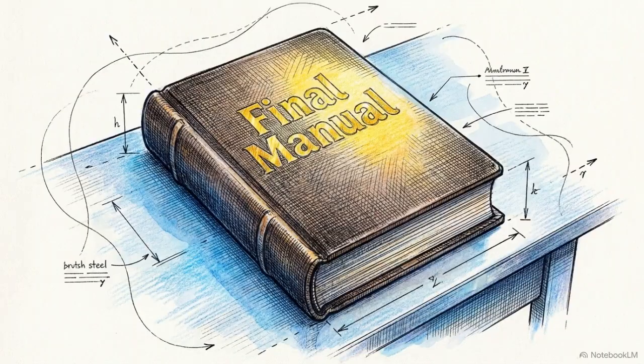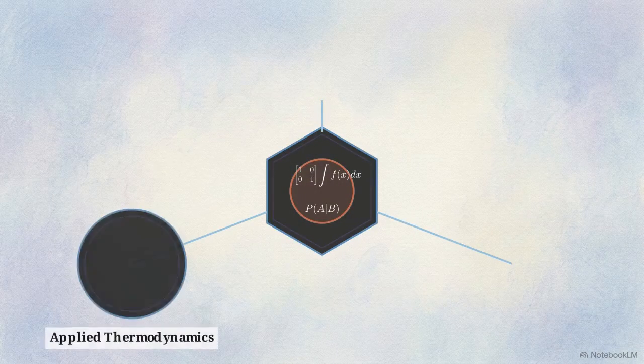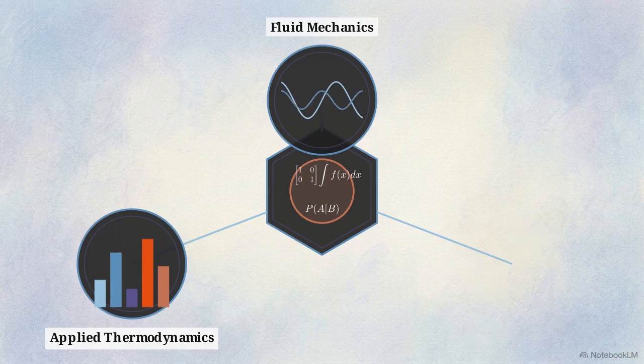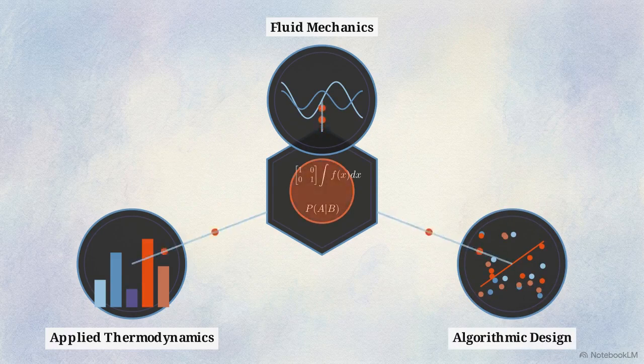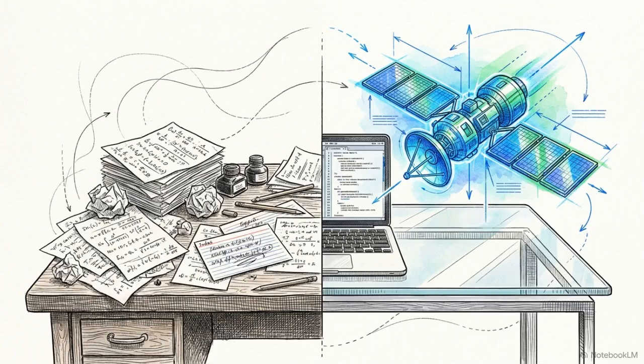By completing this integration step, you have successfully finished the 33-day mathematical engineering track. With this toolkit built, you are now prepared for applied thermodynamics, fluid mechanics, and advanced algorithmic design. The focus of this track is the transition from memorizing isolated equations to architecting deployable computational tools.